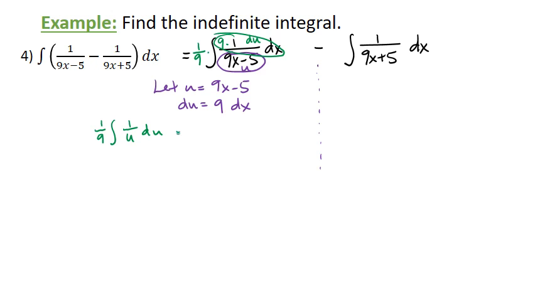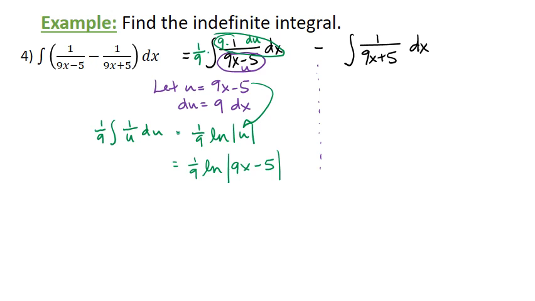Recall that this is equal to 1/9 times the natural log of the absolute value of u. I'm going to go ahead and plug u back in. So I now have 1/9 times the natural log of the absolute value of 9x minus 5.